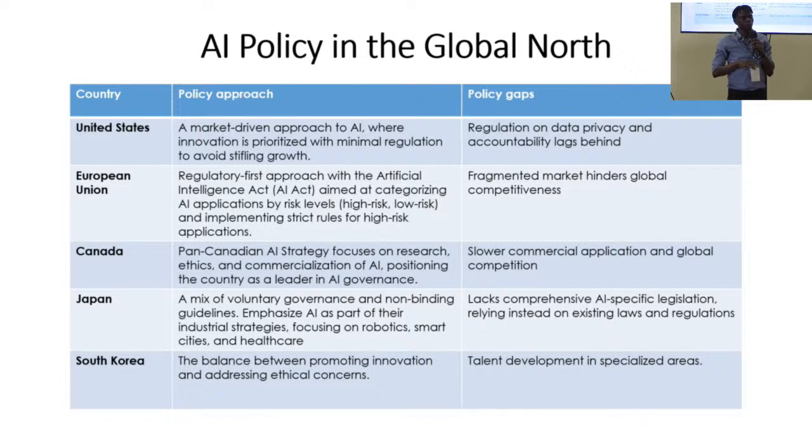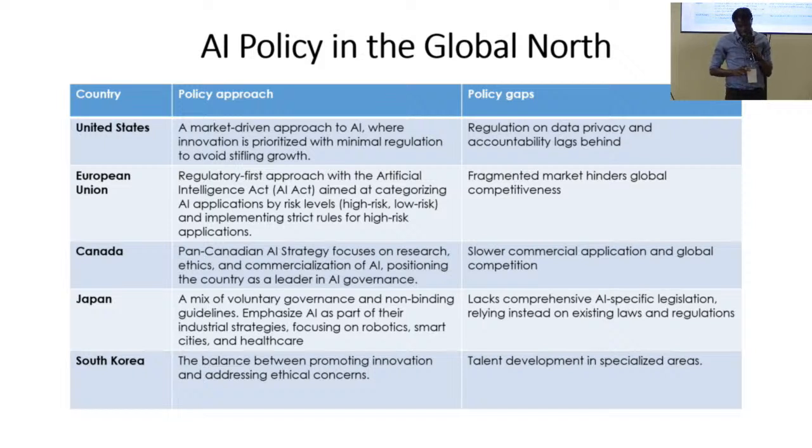And when it comes to European Union countries, it's a more stringent policy approach, a regulatory-first approach. They even have an Artificial Intelligence Act, wherein they classify some of these AI technologies as low risk and high risk, putting more stringent measures on high risk technologies. Some of the policy gaps that exist is that a fragmented market actually hinders global competitiveness.